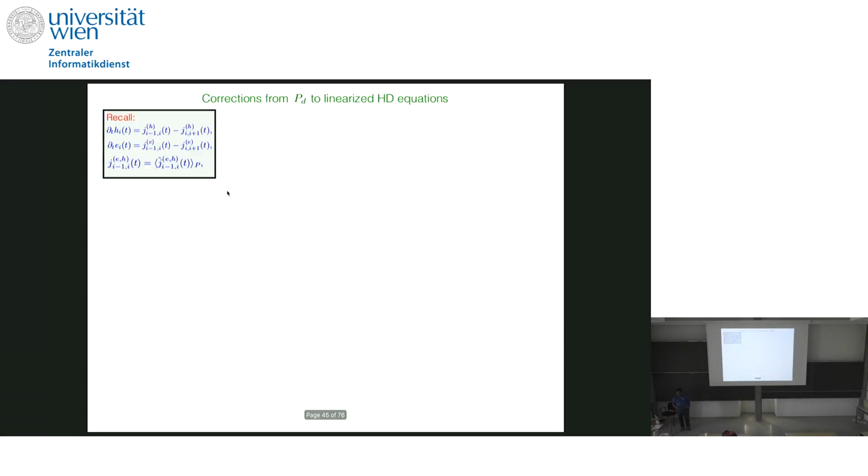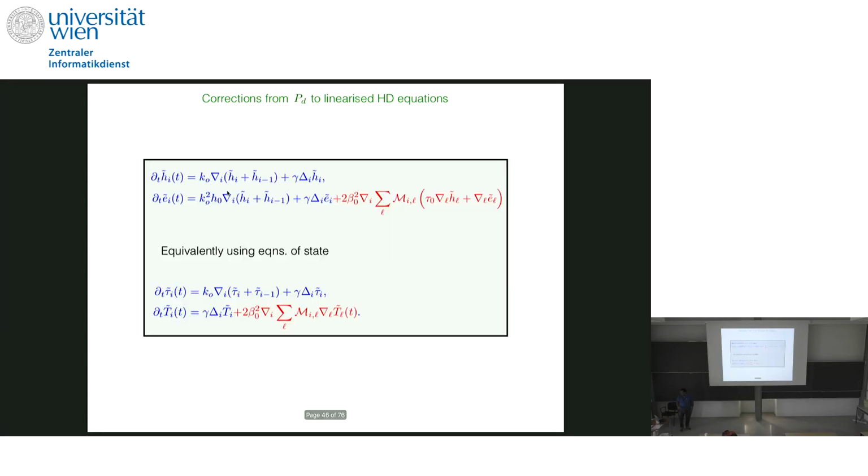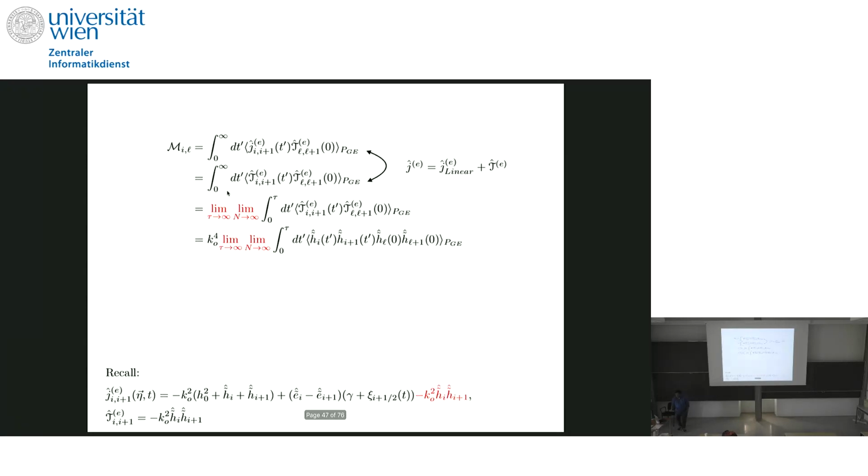Now if I put them into the continuity equation, I get this equation. This is the modification that I get from the second step. Equivalently, using the equation of state, you can write down equations for the pressure field and the temperature field. The pressure field doesn't change. The temperature field gets this contribution. You get a non-local term even at the linear order. Very good. Now the question is, what is this quantity? We have to determine it explicitly. This was the time integral of these currents.